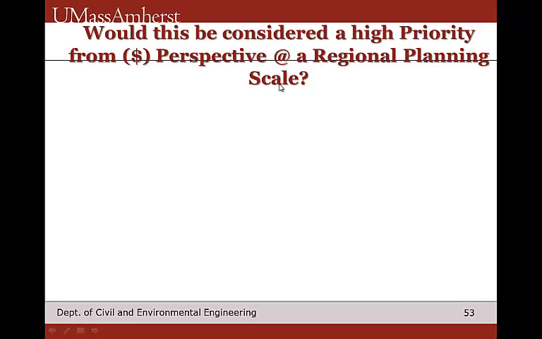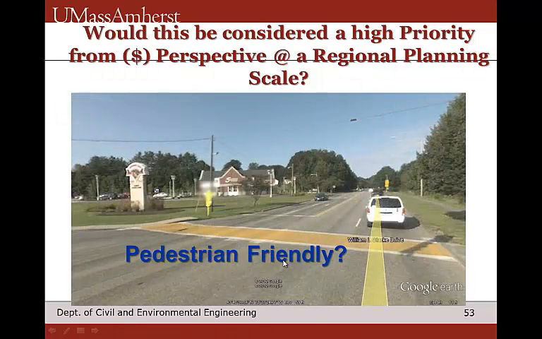Would this be considered a high priority from a money perspective and at a regional planning scale? Would the MPO here in Portland consider this project a high priority? Well, is it pedestrian friendly? Is it multimodal? Does this road look multimodal to you? There's a small sidewalk here, that's fine. There are no real bike lanes. The lane widths are very narrow. So how do you actually get at the MPO and make your proposal for getting the money? Well, we can say pedestrian accidents or complete streets.